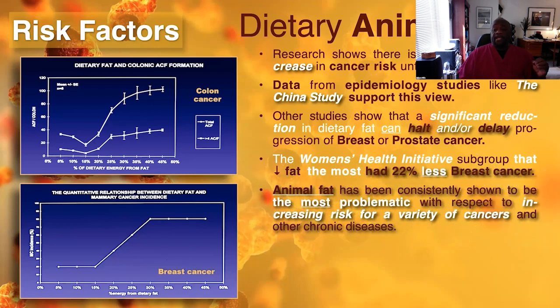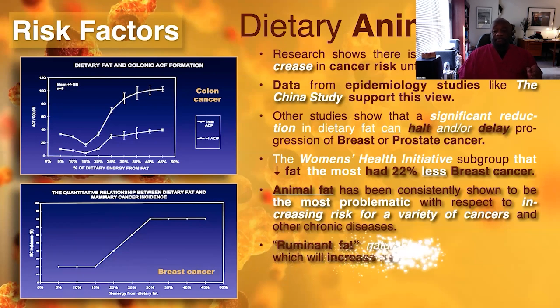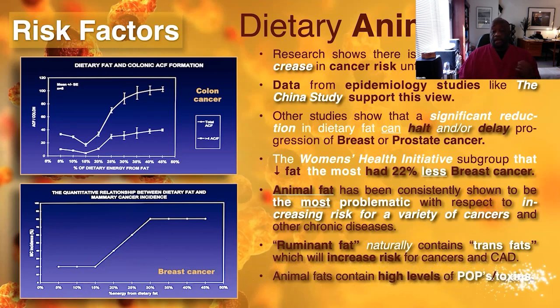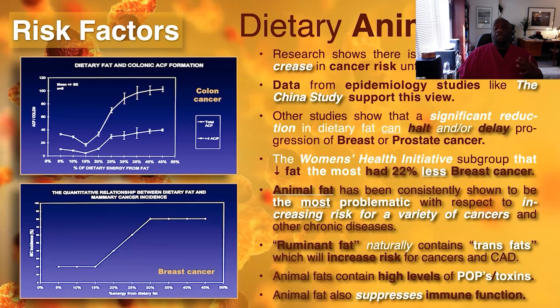cancer. Animal fat has been consistently shown to be the most problematic with respect to increasing risk for cancer, and that is relative to vegetable fat. And ruminant fat, such as that which comes from cows and sheep and so forth, naturally contains trans fats, which also increase risk for cancers and heart disease. Animal fats also contain high levels of persistent organic pollutants and environmental toxins because of biological concentration. And animal fat also has been shown to suppress immune function in high amounts.